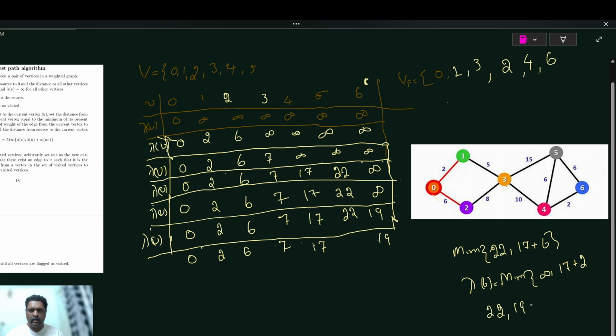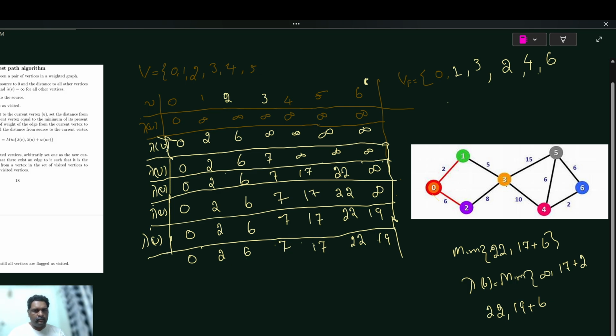And for vertex number 5, the minimum between the current value, 22, and 19 plus the weight of the edge from 6 to 5, that is 6. 19 plus 6 is 25, and the minimum between 22 and 25 is 22. So the value here is 22, and it remains the same.